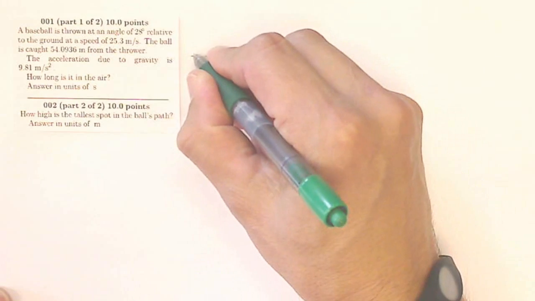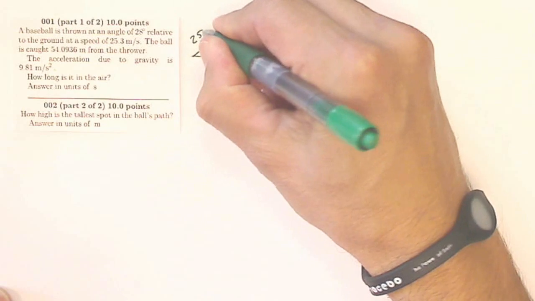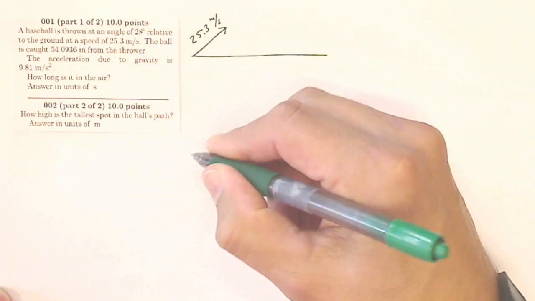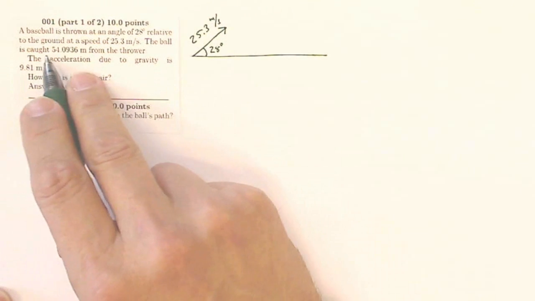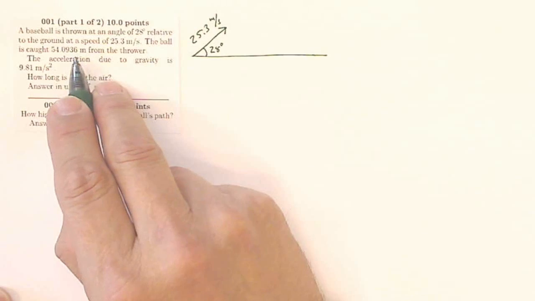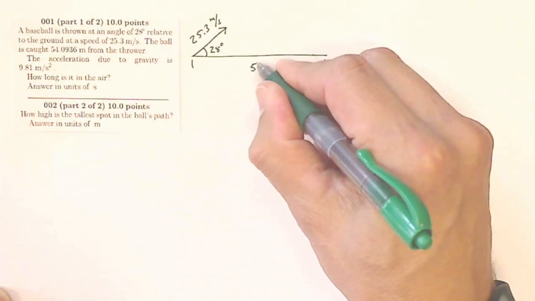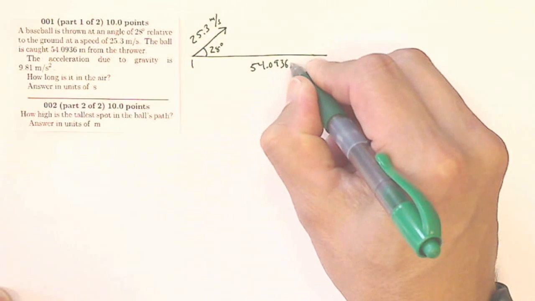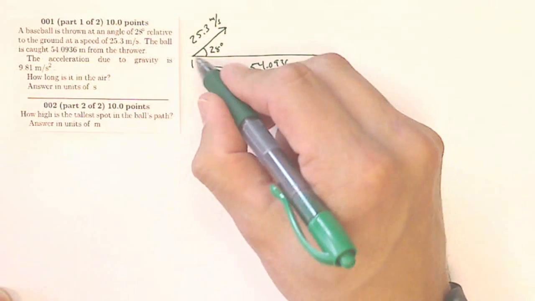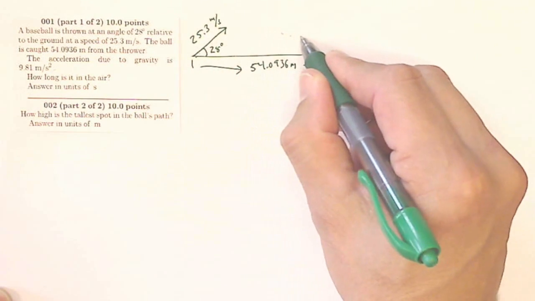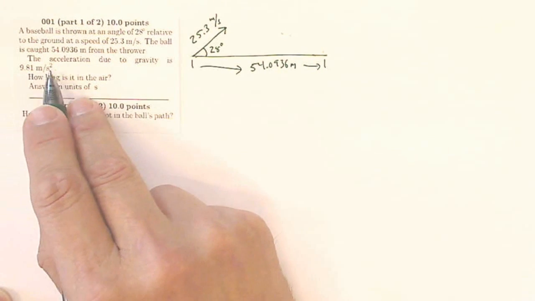I've got the ground. I've got a baseball being thrown at some angle at 25.3 meters per second and an angle of 28 degrees. The ball is caught 54.0936 meters from the thrower. So I know that it's going to move over here 54.0936 meters in this direction. So that is going to be a displacement here, and that's when it takes its path up and back down again. The acceleration due to gravity is 9.81 meters per second squared.